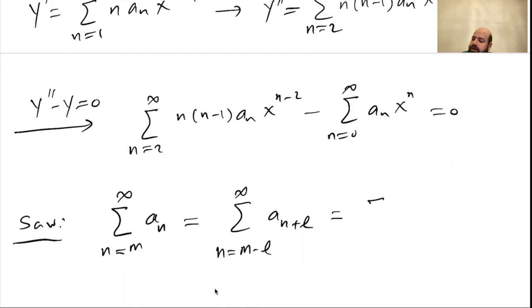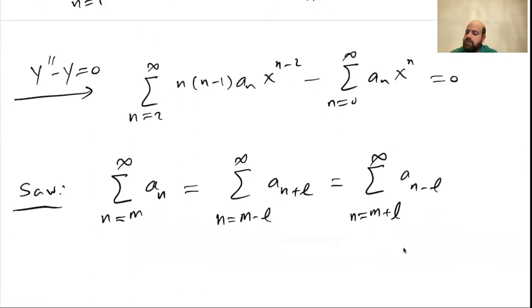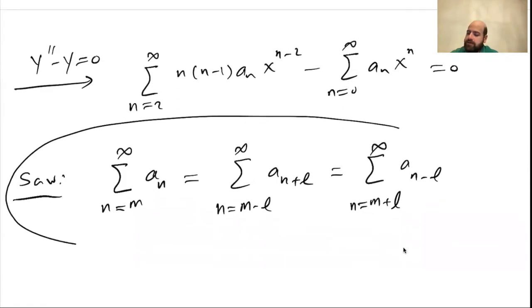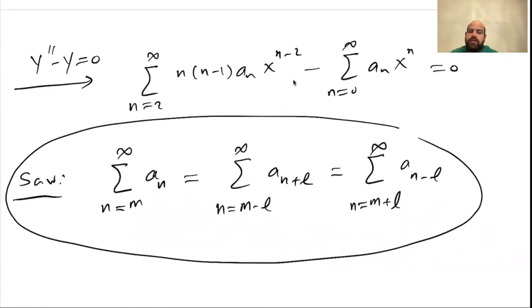Similarly, if you want to change n to n minus L, the starting point will shift L units to the right. So n will start from m plus L to infinity. So if you change n to n plus L, shift L units to the left. If you change n to n minus L, shift L units to the right. So here, in order to be able to combine these two sigmas, I need the powers to be the same and also the starting points to be the same.